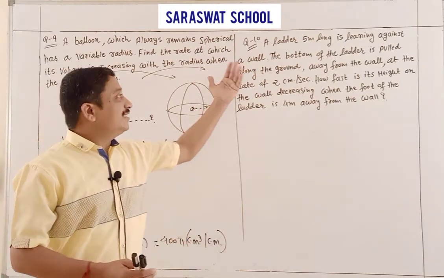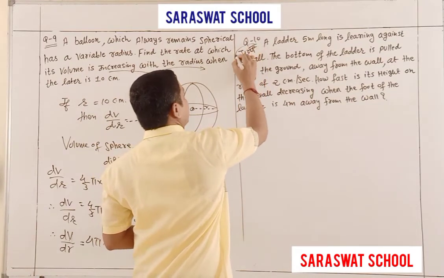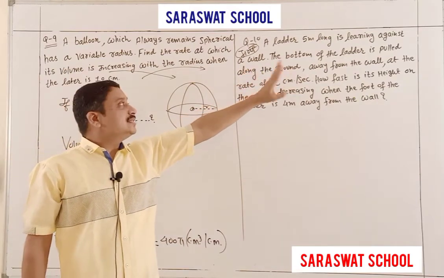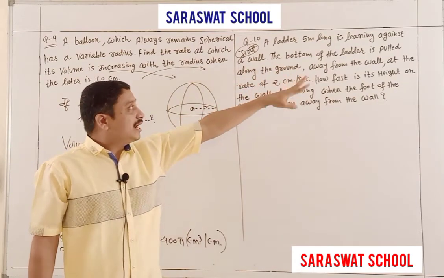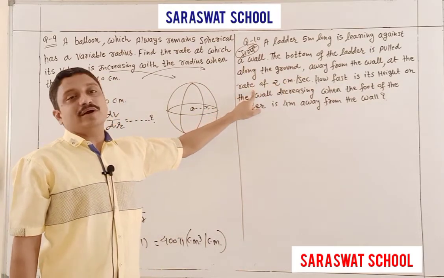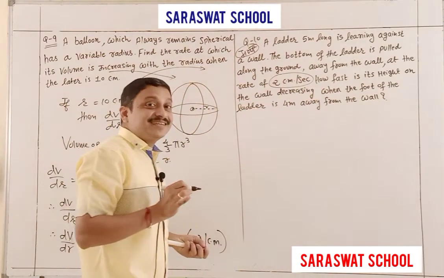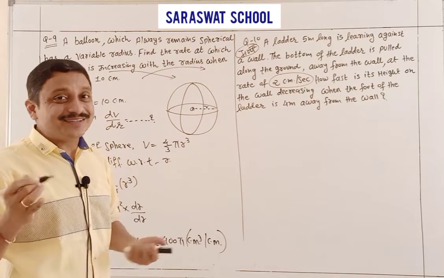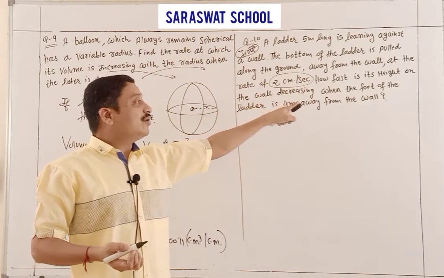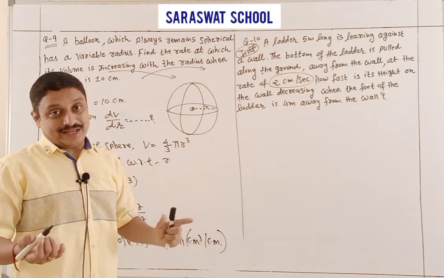Now, students, going ahead, next question. Question number 10. This is the IMP question, so you pick mark in the IMP list. The question is that a ladder 5 meter long leans against the wall. The bottom of the ladder is pulled along the ground and away from the wall at the rate of 2 centimeter per second. Per second means time is given, so derivative with respect to time. How fast is the height decreasing when the foot of the ladder is 4 meter away from the wall? Very easy.